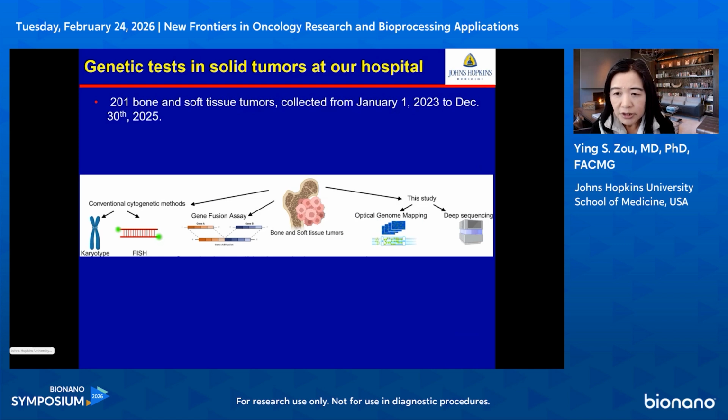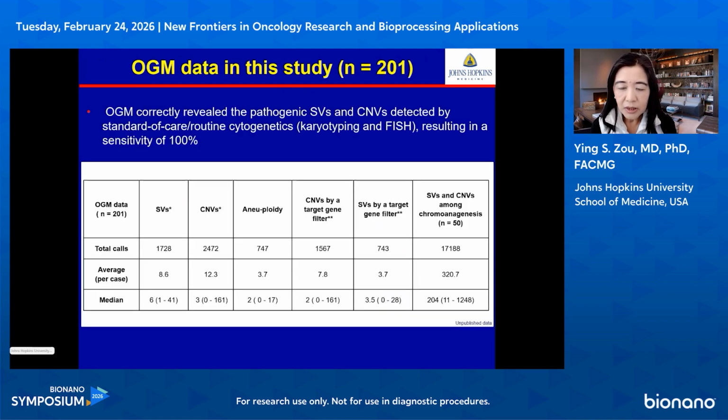We performed OGM on 201 soft tissue sarcomas and compared the results to standard-of-care genetic testing, including karyotyping, conventional chromosome analysis, and fluorescence in situ hybridization (FISH), RNA sequence-based gene fusion assay, and NGS-based deep sequencing. We successfully performed OGM on all 201 soft tissue tumor specimens.